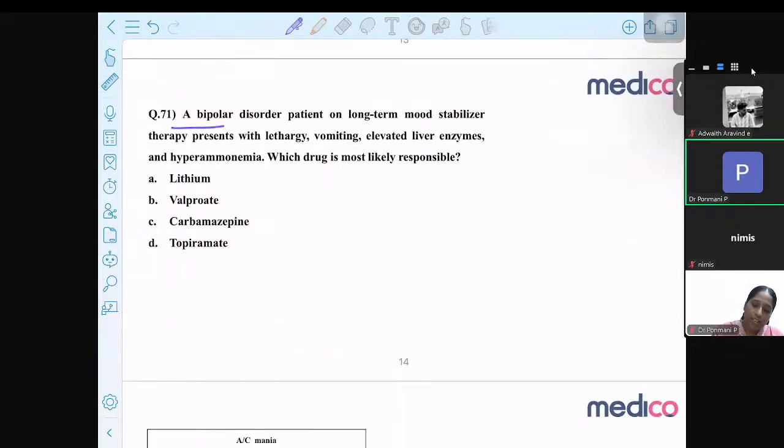A bipolar disorder patient is on a long-term mood stabilizer, and now he presents with lethargy, vomiting, elevated liver enzymes, and hyperammonemia. Now, we have a tendency: if we see bipolar, then what answer will we choose? Lithium. No, don't do that. What is the keyword here? Hyperammonemia. Yesterday, when we were discussing anti-epileptics, I gave you a table. Under that table, under valproate, you can see the side effect of hyperammonemia. So the answer for this question is valproate.